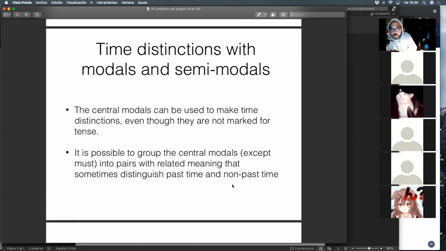Time distinctions with modals and semi-modals. The central modals can be used to make time distinctions even though they are not marked for tense.